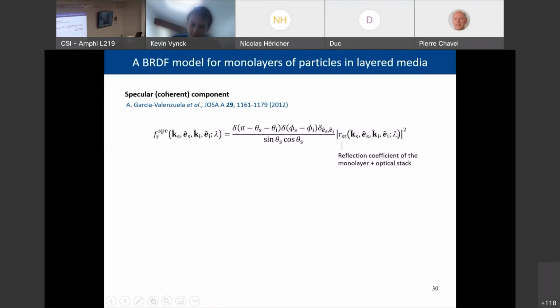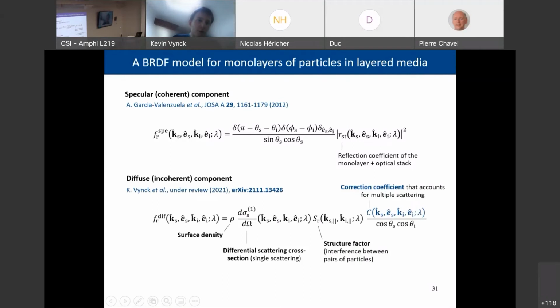between particles. A main contribution that we have made in our group was to develop a model for the diffuse component of the BRDF, that is for the incoherent intensity. And eventually, the formula looks like that. It should remind you of something that you have seen just 2 minutes ago.